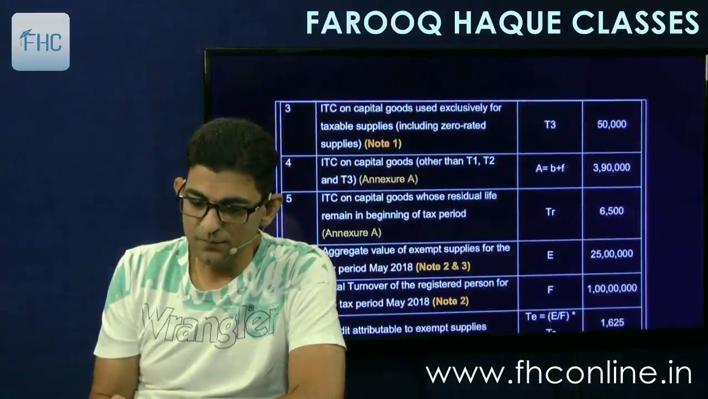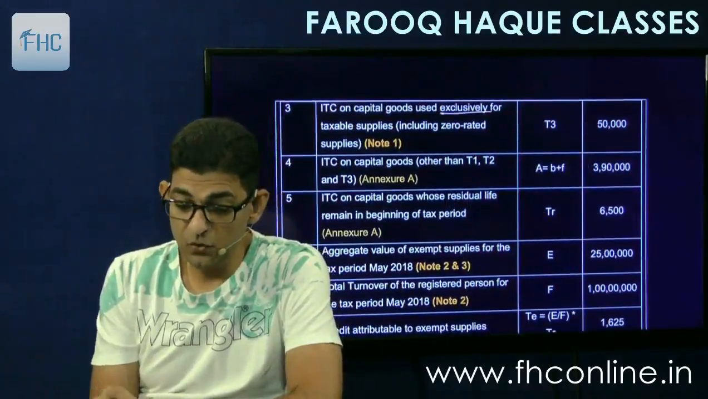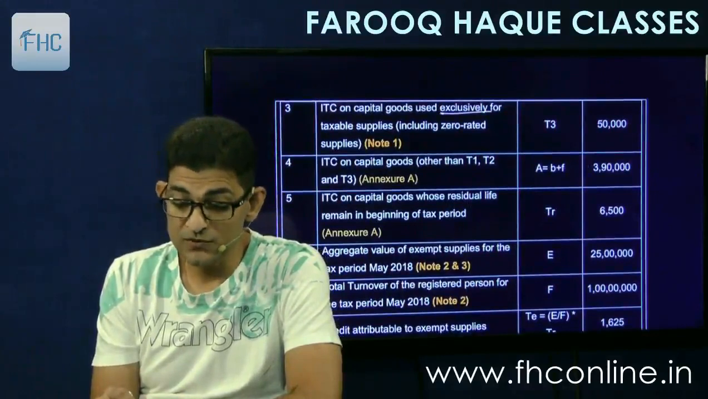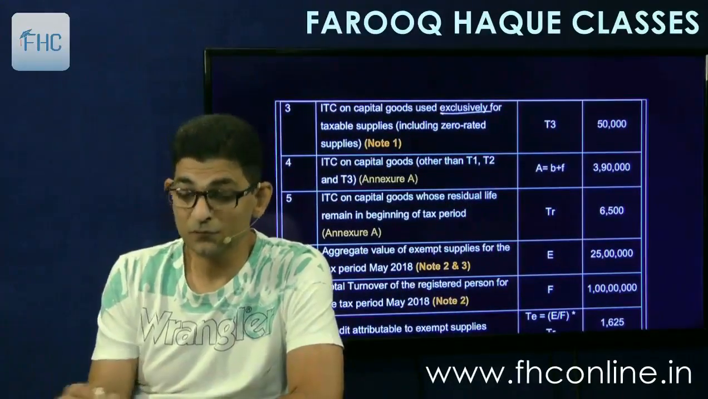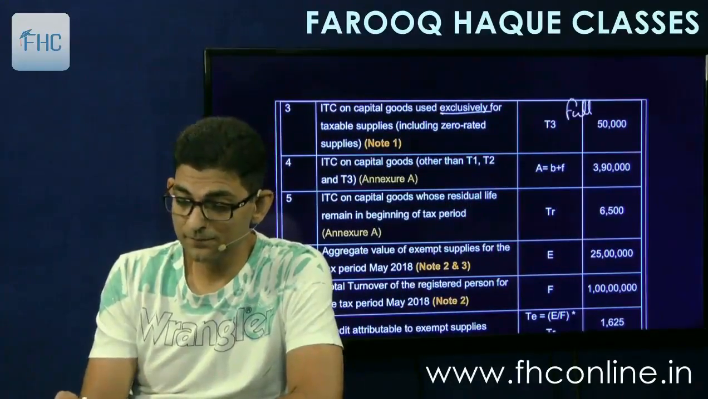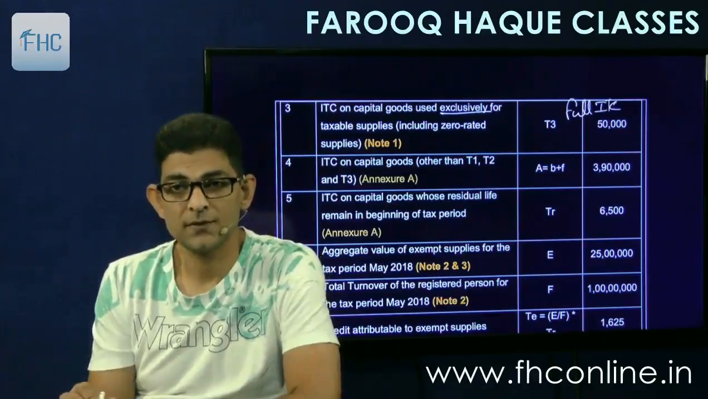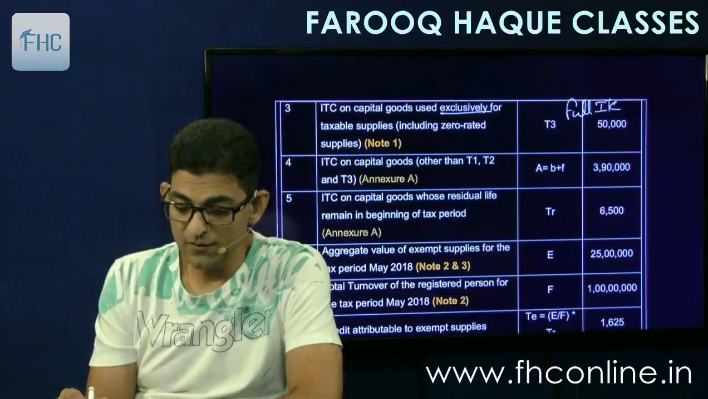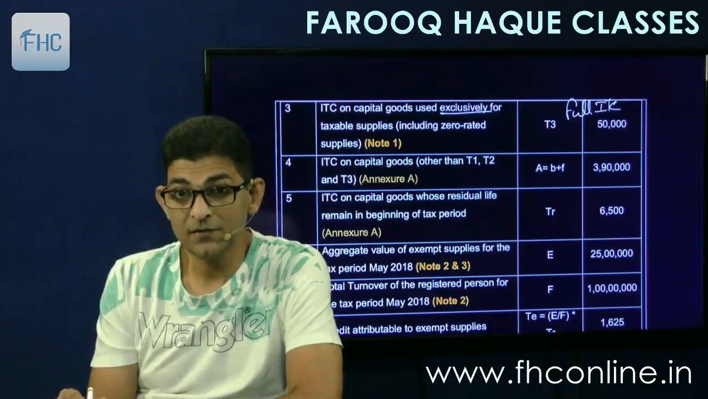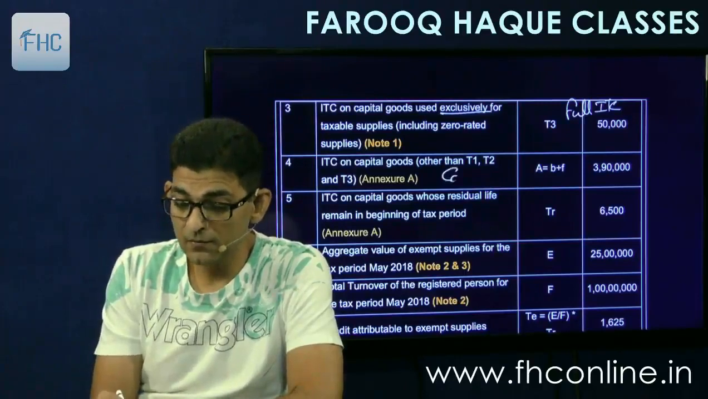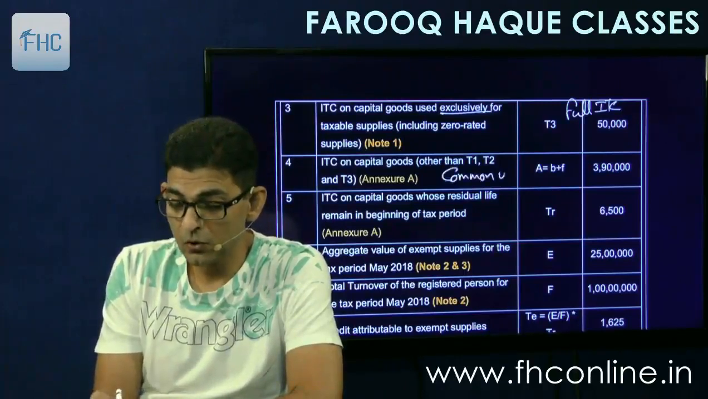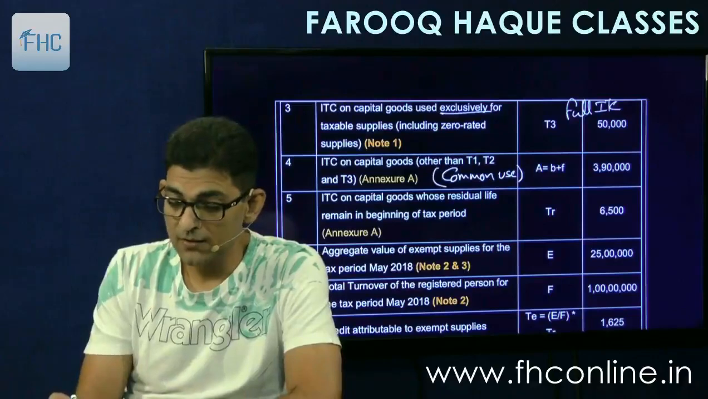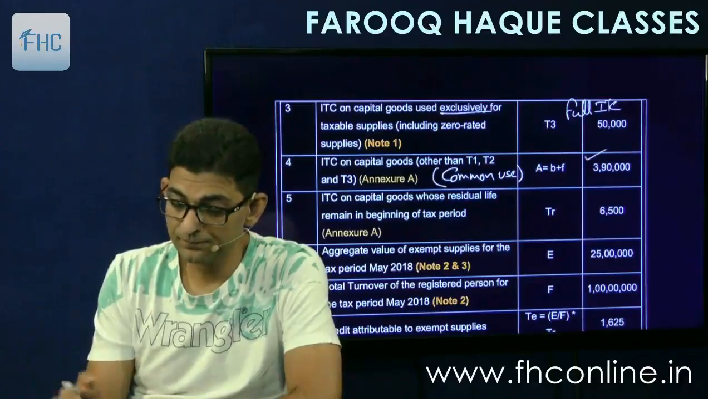Then ITC on capital goods used exclusively for taxable supplies including zero rated supplies. Here you will get full credit. Full ITC allowed. Okay. Then ITC on capital goods other than T1, T2 and T3. Other than T1, T2 and T3 means common use. That is 3,90,000.